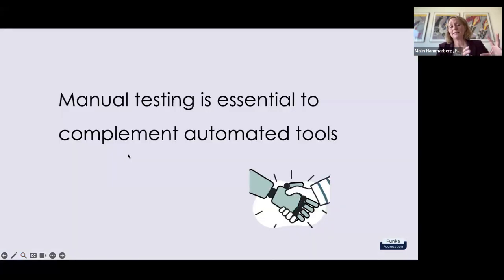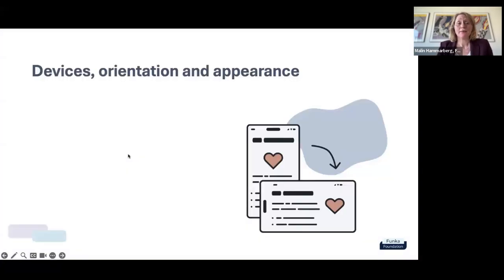So these were very limited. I recommend to do them because they can reveal good things about labels and color contrast if they work. But manual testing is always essential to complement these two automated tools. And if we start with the simple checks, it's when we test devices, orientation, and appearance.